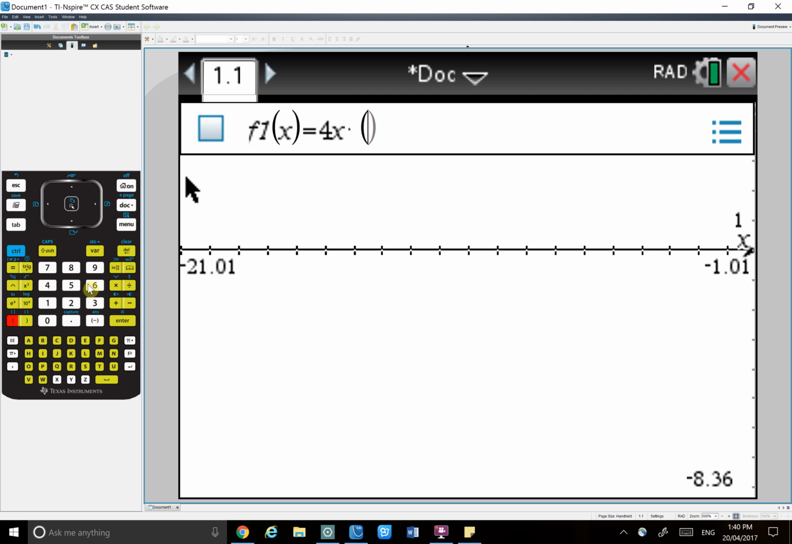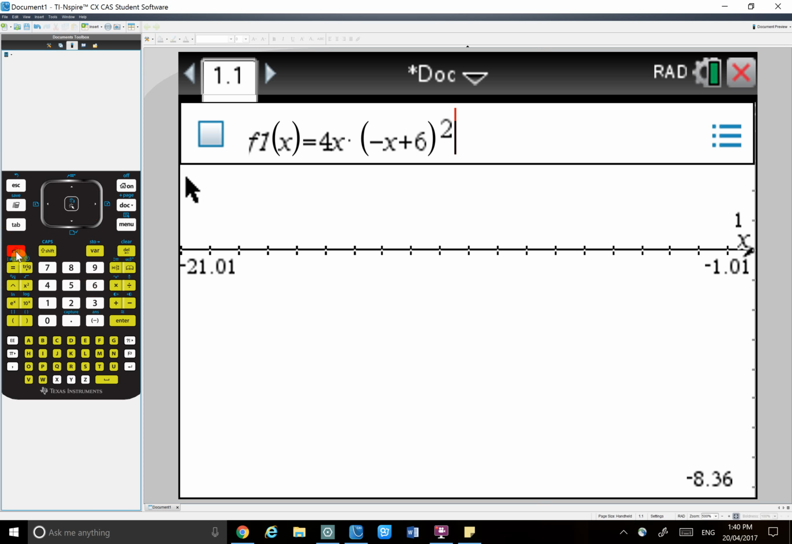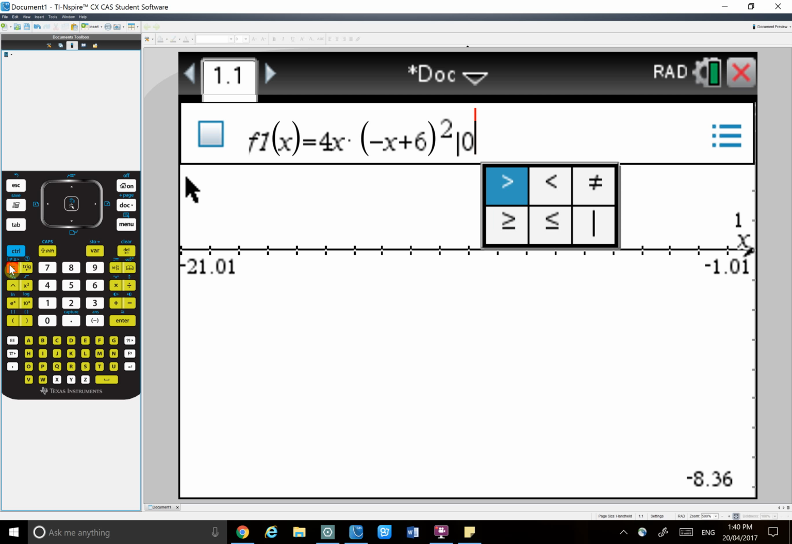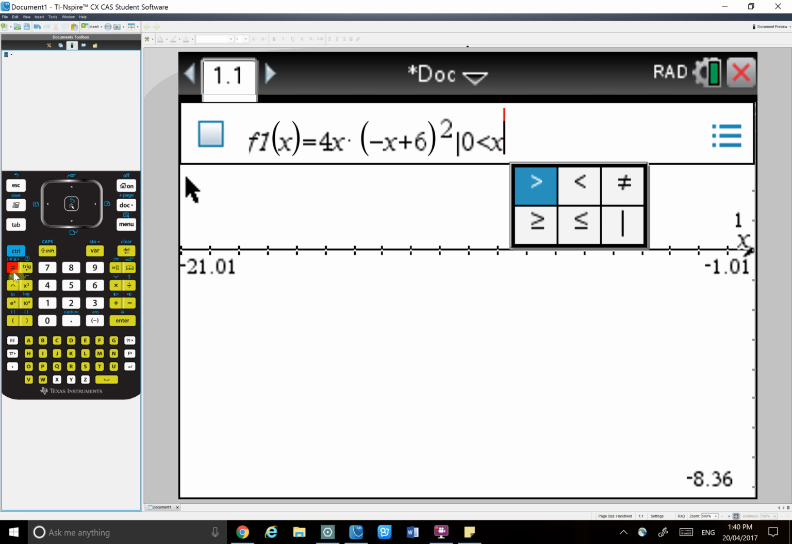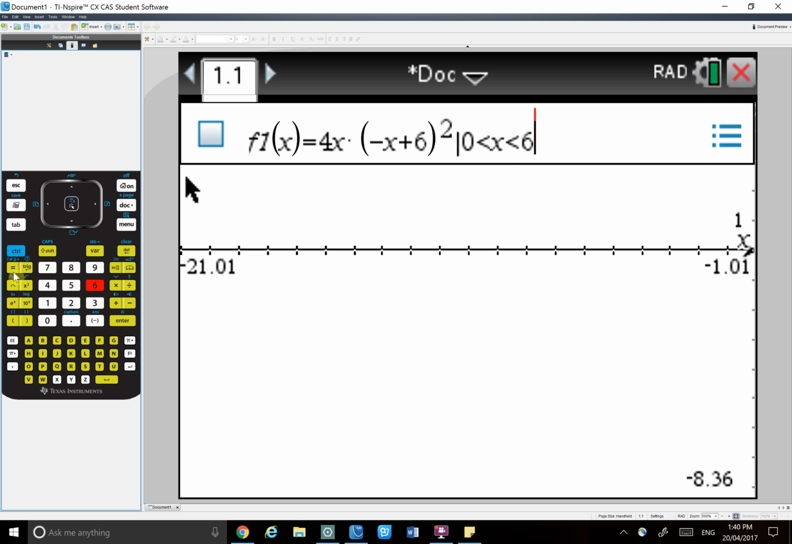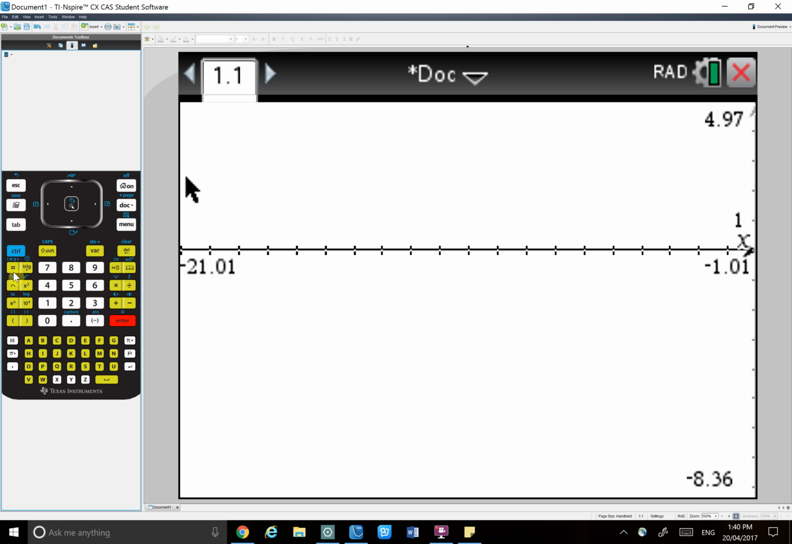Okay, 4x times minus x plus 6 to the power of 2, given that 0 is smaller than x, smaller than 6, and press enter. As you see, there's no graph because I changed this domain a little bit. I can't see the graph. If you can't see the graph, it doesn't mean your calculator went wrong. It's because your window is not good enough to see this graph. You need to adjust your graph.